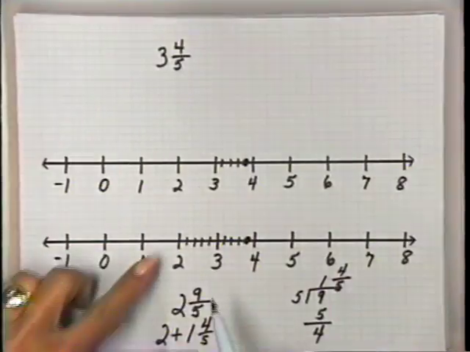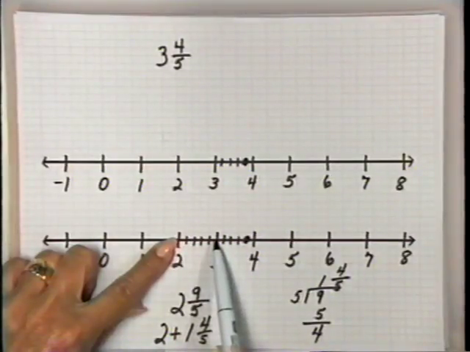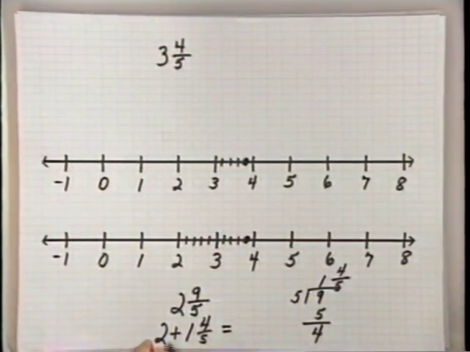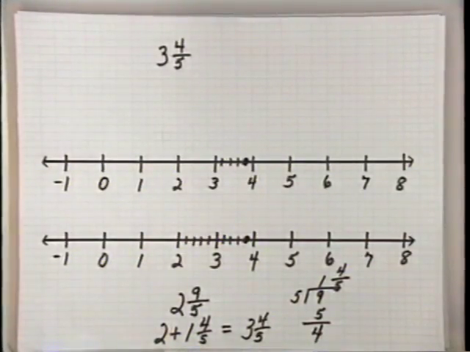And look at your number line. Isn't that what we did? We had the number 2, and then we went one whole unit, which was 5/5 plus 4/5. So we know that 2 plus 1 gives us 3, and then we have the 4/5. So let me emphasize that if we have an answer where we have a whole number and an improper fraction, then we want to convert the improper fraction to its equivalent mixed number.